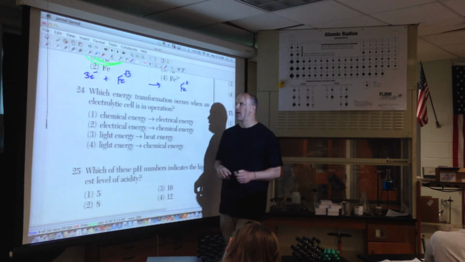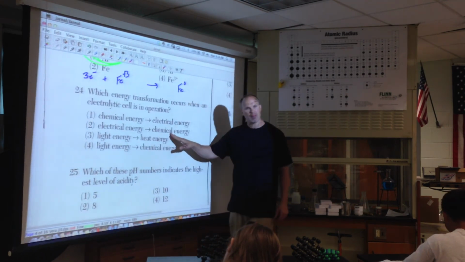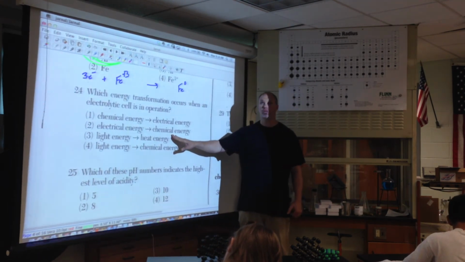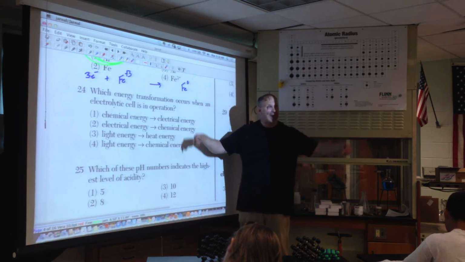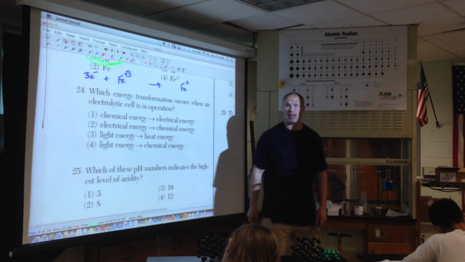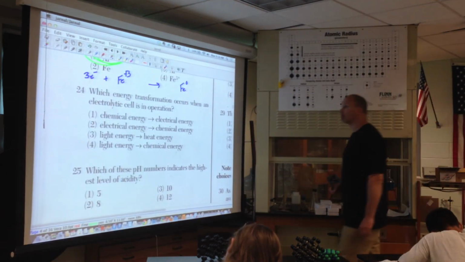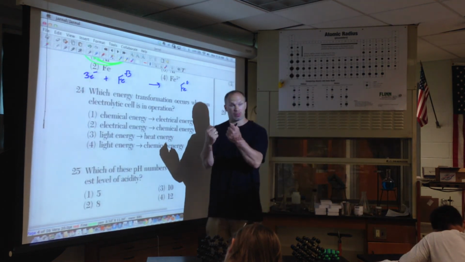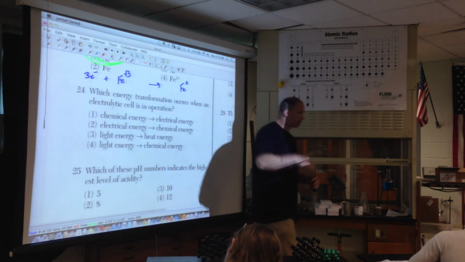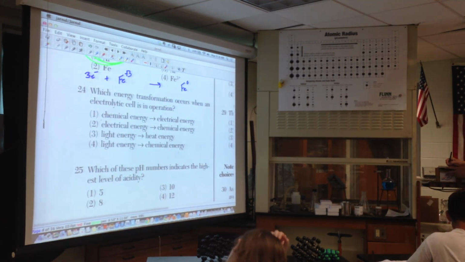So it takes electrical energy and it makes chemical energy. Electrolysis is usually used to make a chemical reaction occur from electricity. The battery supplies the electricity. If it was asking for voltaic, it'd be number one, because the chemicals make the electricity. Correct. Good job. So 24 is choice 2.